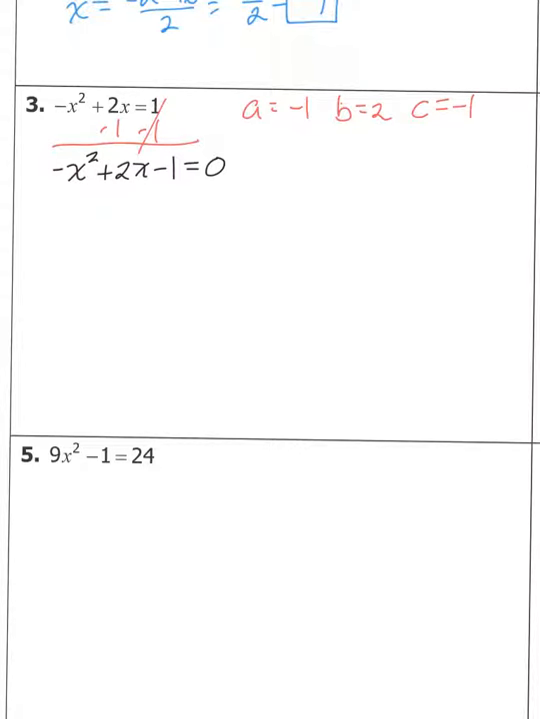Now if you happen to be missing your x term, then your B is going to be 0. If you're missing your constant, your C will be 0. All right, so let's go ahead and write my equation. So X is the opposite of B plus or minus the square root of B squared minus 4AC all over 2A. It's kind of catchy. Write your template.